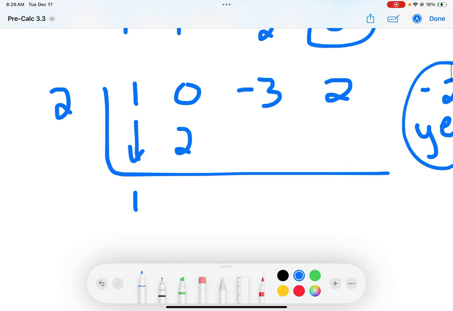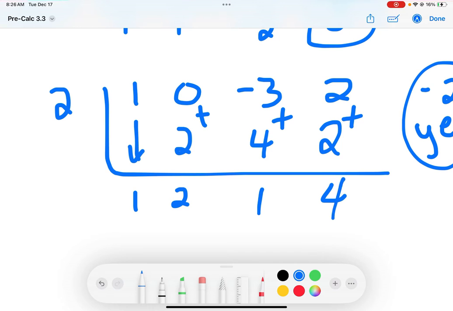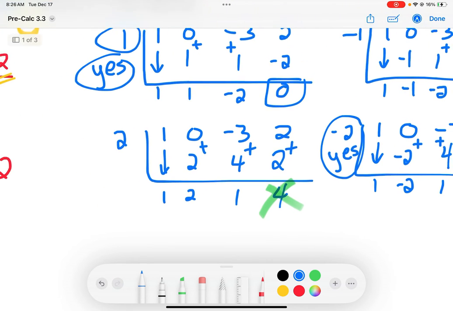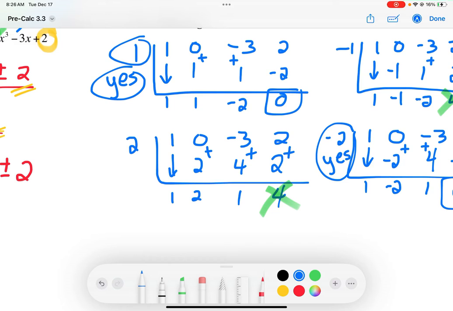And the last one, bring down the 1. 2 times 1 is 2. Add them up, we get 2. 2 times 2 is 4. Add them up, we get 1. 2 times 1 is 2. Add them up, we get 4. So this one is not a 0. So the zeros we have right here are 1 and -2.